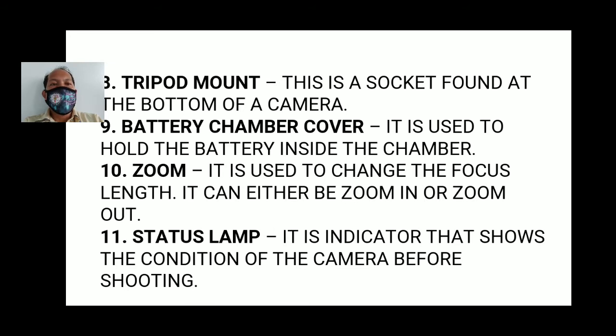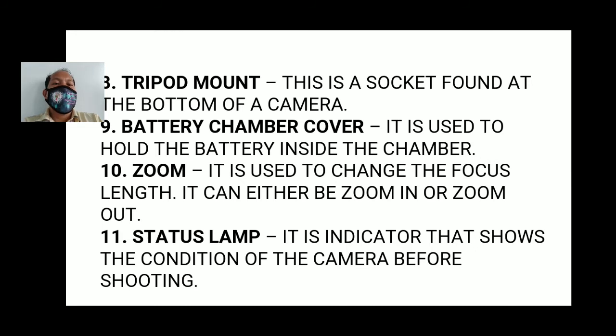Another one is the tripod mount. This is a socket found at the bottom of the camera. Nine, battery chamber cover. It is used to hold the battery inside the chamber. Ten, zoom. It is used to change the focal length. It can either zoom in or zoom out.